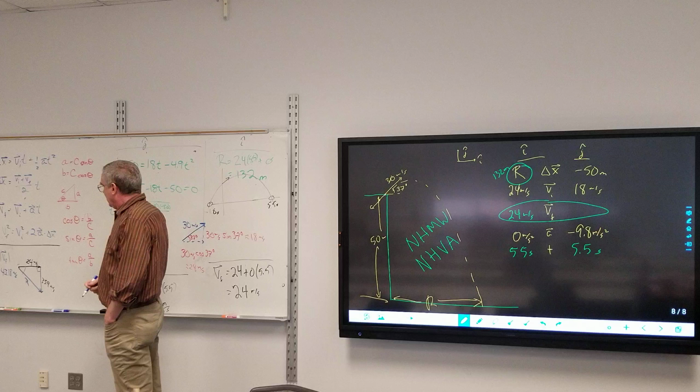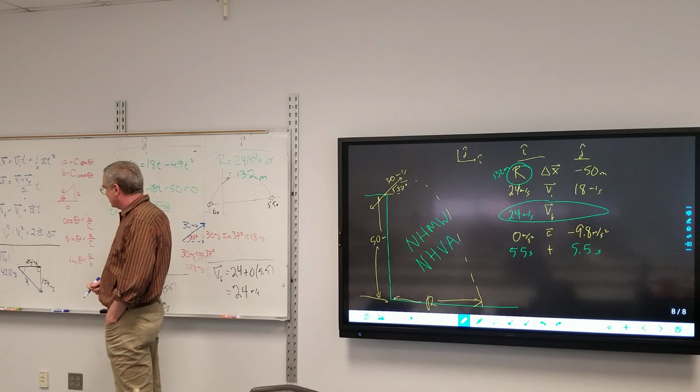Why not? We have to find, okay, in general, the direction. Okay, so we're trying to find this angle right here. How do we find that angle? I know the adjacent, I know the opposite, I know the hypotenuse.